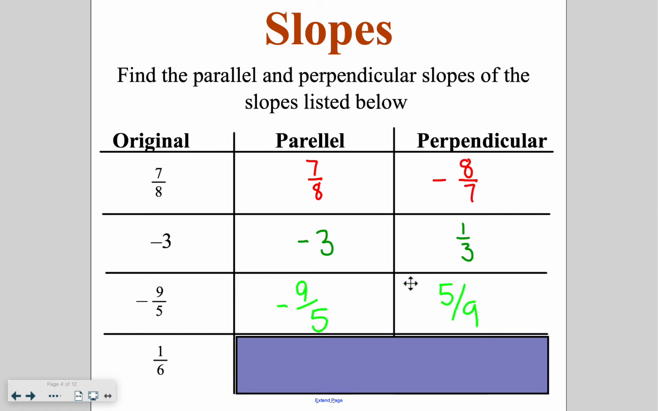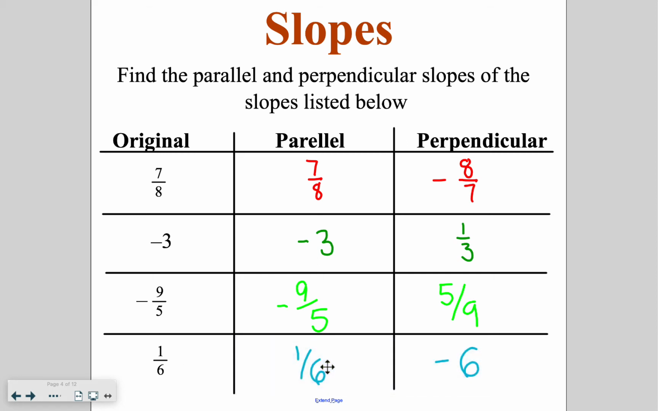So negative 9/5 is the parallel, that stays the same. Positive 5/9 is the perpendicular. Now I want you to go ahead and find the parallel and perpendicular slope for 1/6 on your own. Parallel staying the same at 1/6. Perpendicular flipping over and changing the sign. You could have negative 6 or negative 6 over 1. Both of those are the same thing.